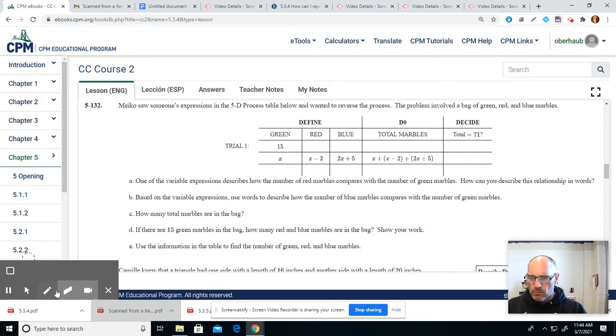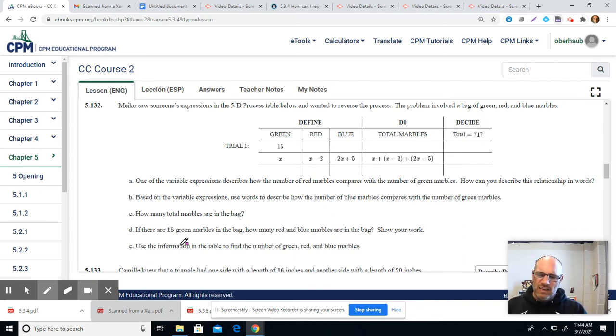Part C. How many total marbles are in the bag? Well, that's going to be this piece right here. There has to be 71 marbles in this bag. I looked up here at the total marbles, and it says the total needs to be 71. So when I put all the marbles together, I should get 71 when I get the right answer.